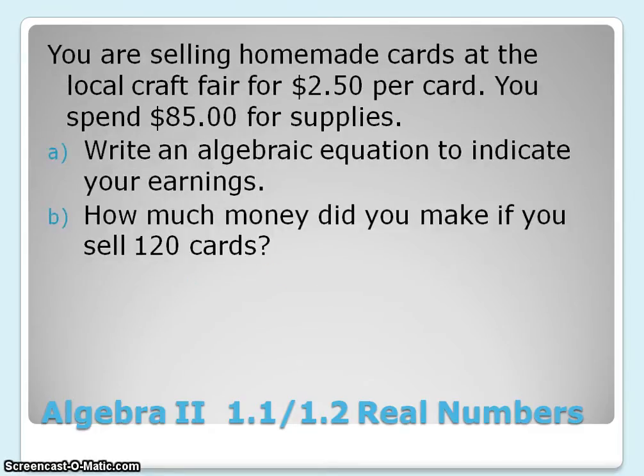You are selling homemade cards at a local craft fair for $2.50 a card. You spend $85 for supplies. Write an algebraic expression to indicate your earnings. So earnings are money that you're going to get. So since you spent $85 for supplies, we're going to have, say, our P for profit be $2.50 per card minus our $85. Because this is how much we've earned, that's how much we spent at first.